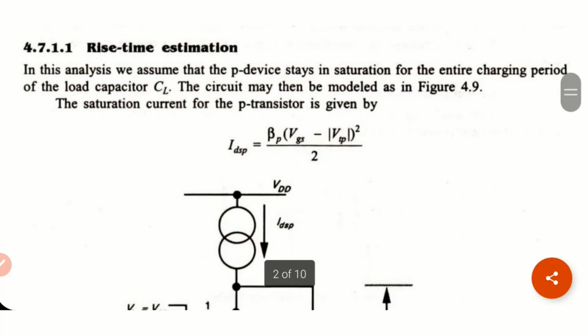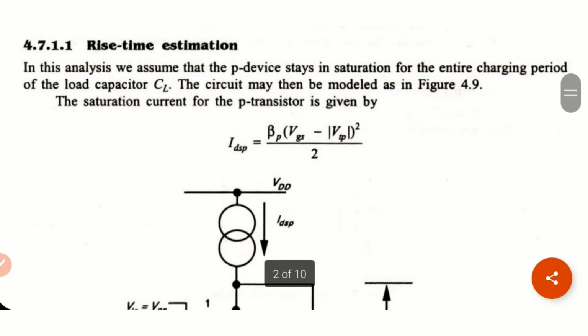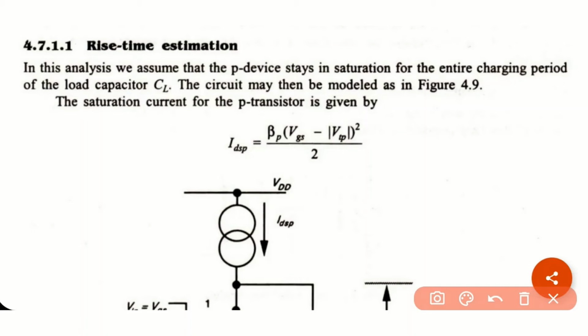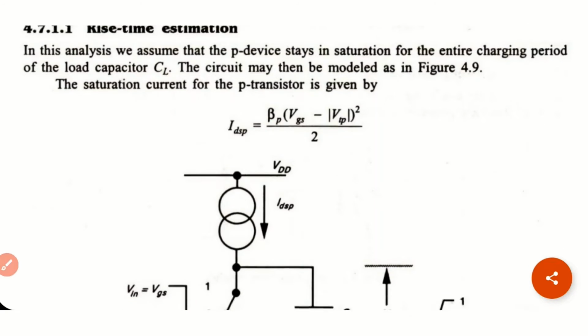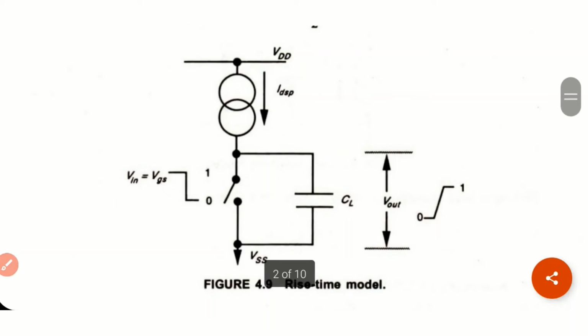So let's do it firstly for the rise time. There are a few assumptions. Assume the P device remains in saturation for the entire charging period of the load capacitor. So this P device will always be in saturation when there is the charging period for this load capacitor CL. Let me show you the diagram. So this is the diagram.